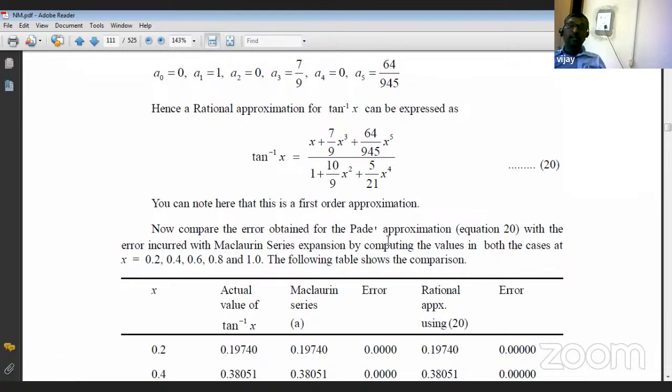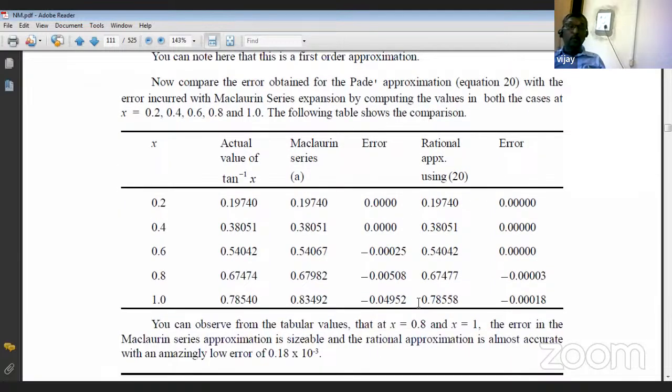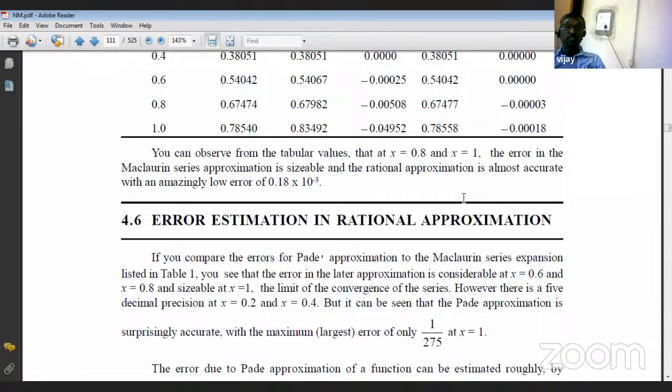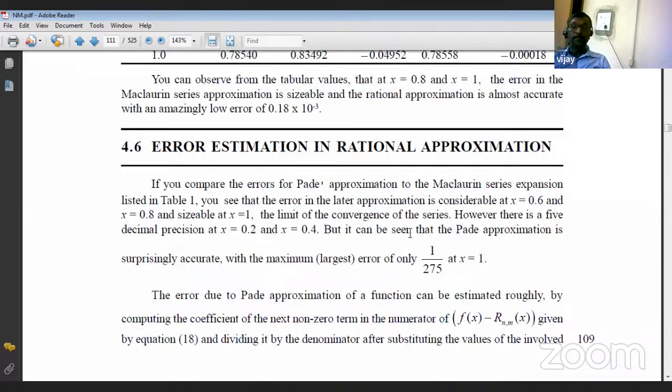Now compare the error of the approximation here. Computing the Maclaurin series values for 0.2, 0.4, 0.6, 0.8, we make the following data table for tan inverse x, taking the tabulated value, the Maclaurin series value, the rational approximation value, and the errors. We can observe that the errors in the Maclaurin series are sizable, while the rational approximation is almost accurate, with an error of about 0.8 times 10 power minus 2.